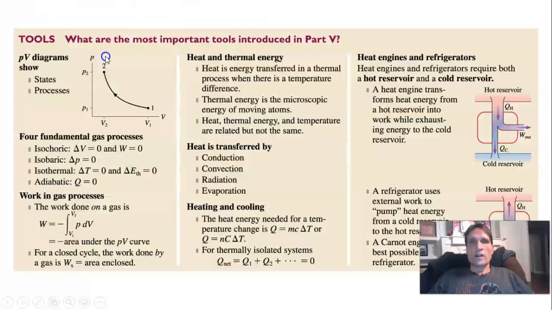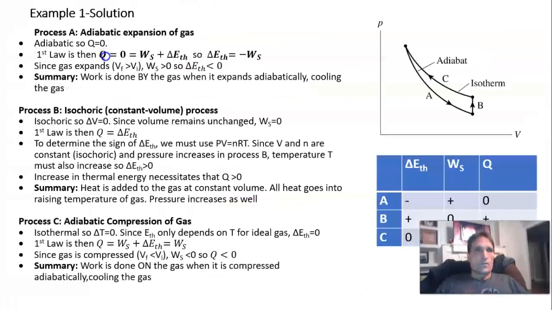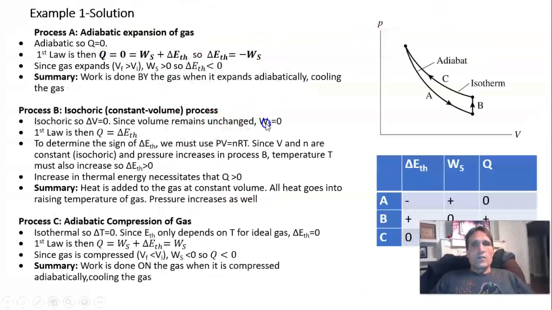The gas doesn't do any work. So Ws is 0 here, and the first law says that Q is equal to delta E thermal. They're the same sign, and they're the same magnitude. Okay, so what this says here is the pressure is getting larger because heat is being added to the gas.